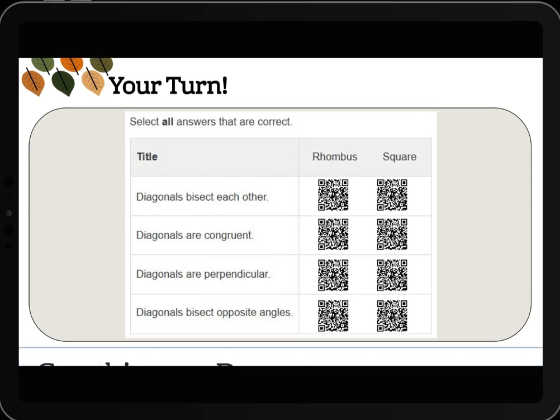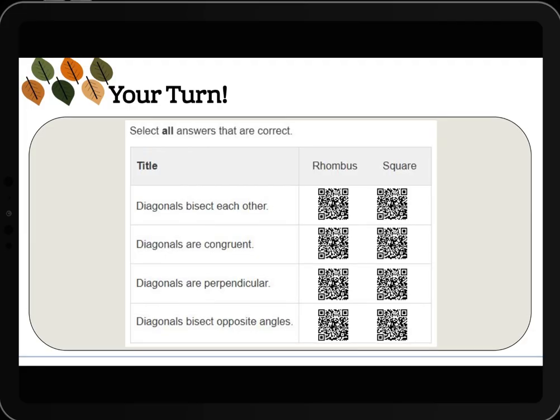So why don't you guys go ahead and try this. Select all the answers that are correct. So in this case, diagonals bisect each other, are congruent, are perpendicular, and bisect opposite angles.